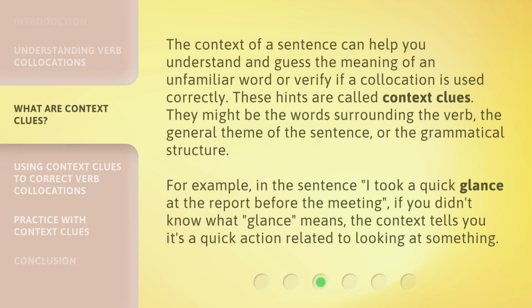The context of a sentence can help you understand and guess the meaning of an unfamiliar word or verify if a collocation is used correctly. These hints are called context clues. They might be the words surrounding the verb, the general theme of the sentence, or the grammatical structure. For example, in the sentence, I took a quick glance at the report before the meeting. If you didn't know what glance means, the context tells you it's a quick action related to looking at something.